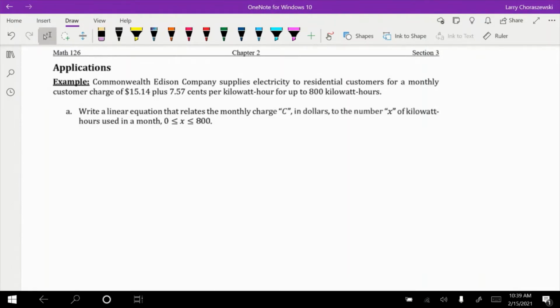And in this description here, it says Commonwealth Edison Company supplies electricity to residential customers for a monthly customer charge of $15.14 plus, I know this is weird, but apparently this is how rates are given, 7.57 cents per kilowatt hour for up to 800 kilowatt hours. It says write a linear equation that relates the monthly charge C in dollars to the number X of kilowatt hours used in a month.